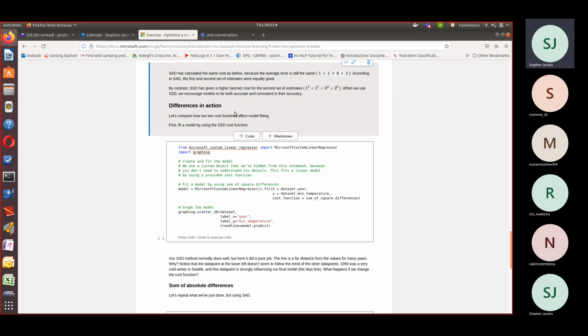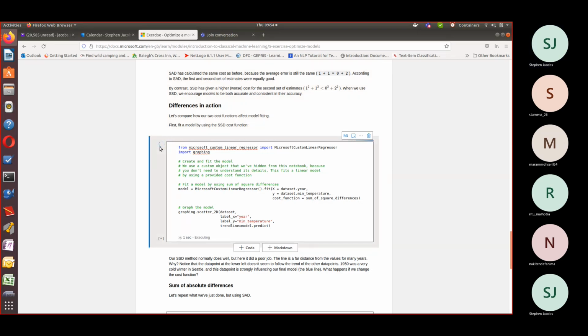So let's compare how the two cost functions affect our model fitting. First, we'll fit a model using the SSD cost function. So that's the first one using the squares. Hopefully we can just call that function. Yeah, there we go. Cost function, sum of square differences. That's what we've got in our previous code block that we've used here. And then we're going to graph it. So let's have a look to see the result of using the SSD on our plot.